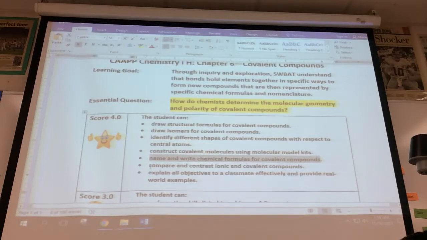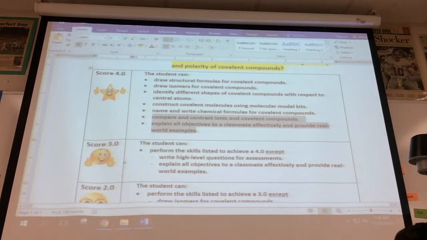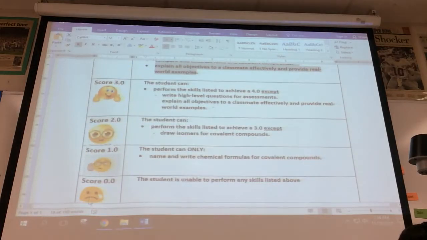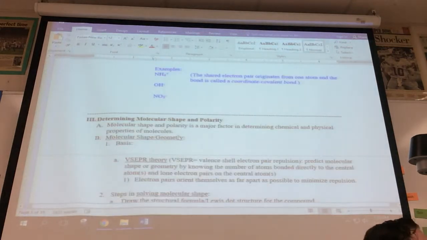To really master these concepts, you'll need to compare and contrast with ionic compounds, and can you explain everything to a classmate? And that's why you're paired today, and you'll be paired on Monday. You still can earn an A, but you're more in the 3-point range if you're unable to explain to a partner. This is a very bright class. I feel very confident you'll all be there. I don't foresee anybody falling into the lower range, but if you're there initially, we'll do everything we can to get you up, up, up.